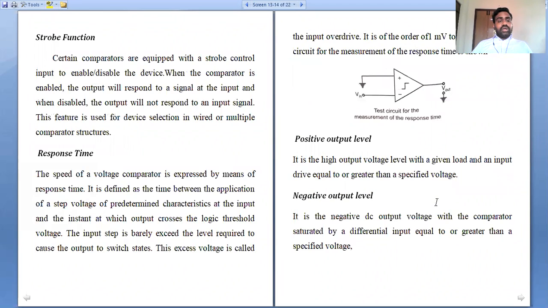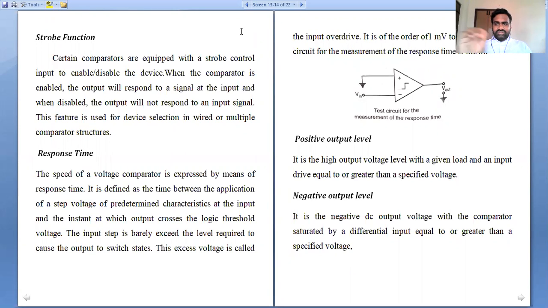So coming to the third characteristic, the strobe function. What does strobe function mean? Strobe function is nothing but a particular control. We call that control a strobe control. This is an auxiliary or add-on control in a comparator. We don't get this strobe control or strobe function in linear applications of the operational amplifier, but in the context of discussing comparators, we will come across this strobe control or strobe function.